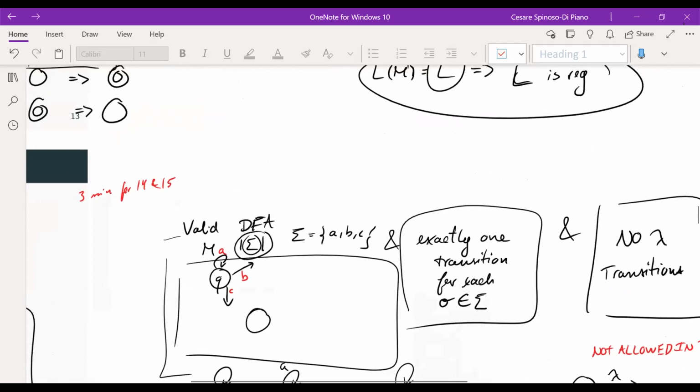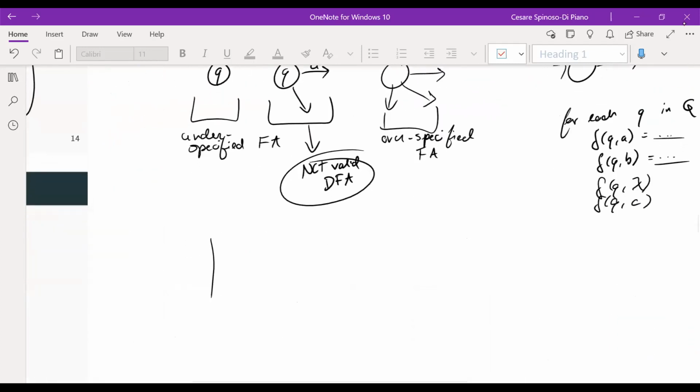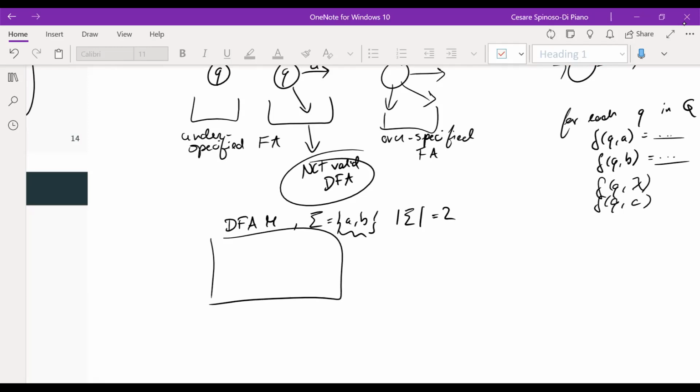Let's say you have a DFA, a machine, and our alphabet is sigma, A and B. The cardinality is just the size of this set, which is 2. One of the conditions for the DFA M to be valid is that for every state Q in the set of states, let me write it out, there must be exactly cardinality of sigma, so 2, transitions.